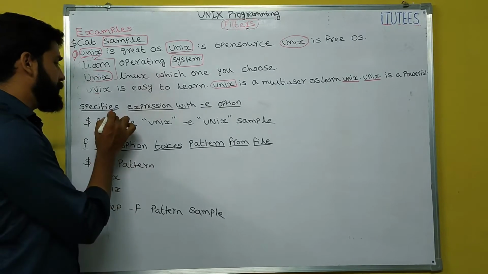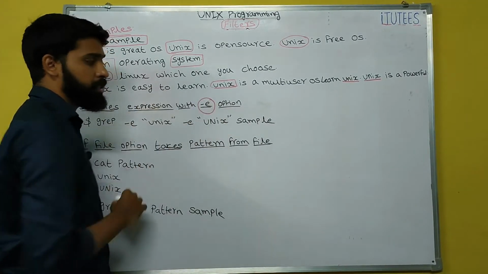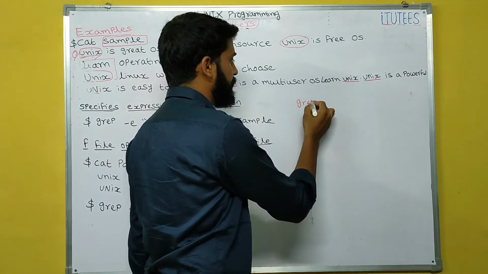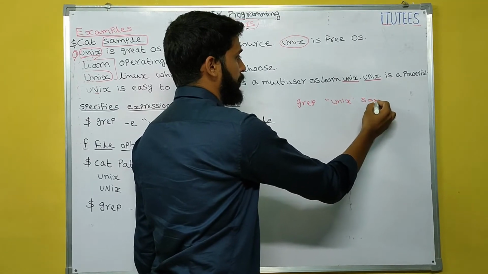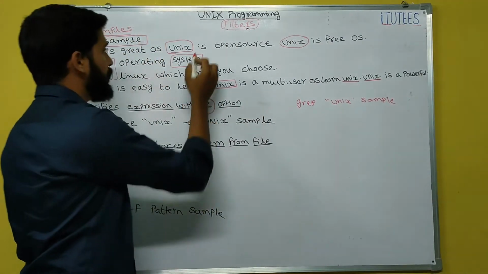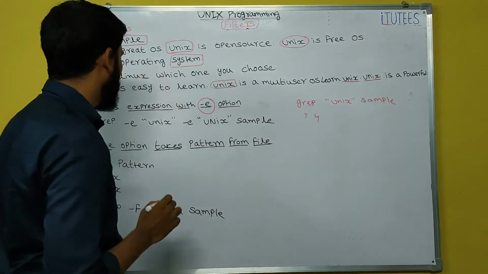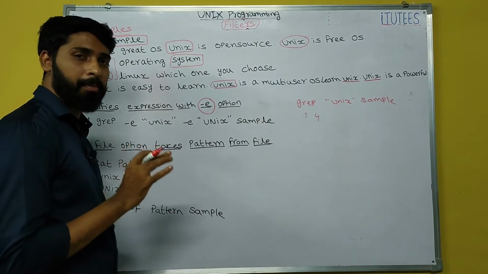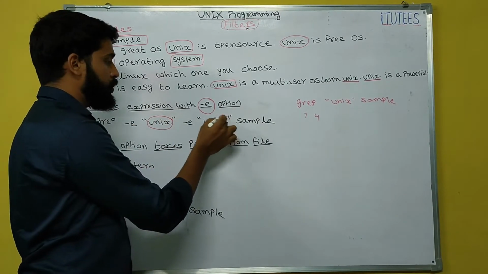The next one, specifying expression with the -e option. For example, I give grep Unix sample. Then what is the output? The output is first line and fourth line, 1, 4. So now I want to know the lines that match with either Unix or Unix.